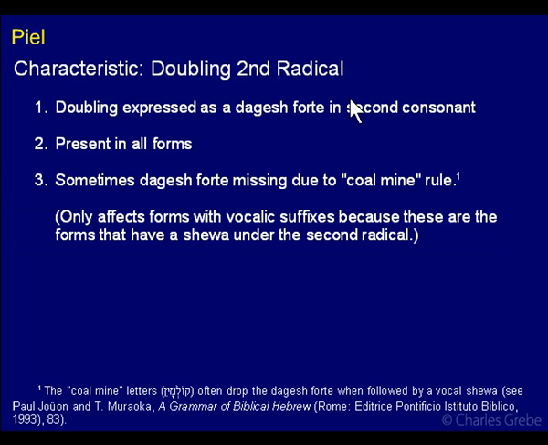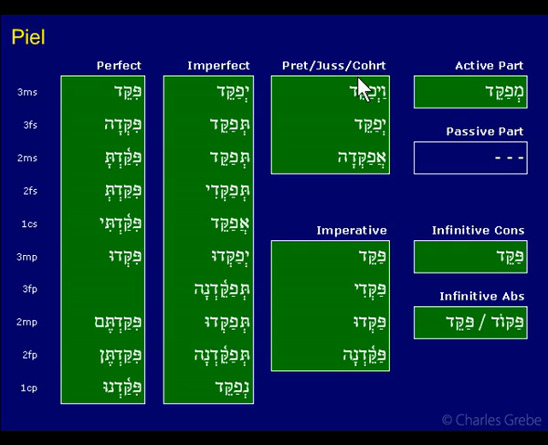Now, what is the Piel? Well, the Piel is marked. The characteristic of the Piel is the doubling of the second radical. Now remember, I said that each binyan, aside from Kal, of course, Kal is the light, base form, has a characteristic consonantal change. And consonant changes are big changes. In the nifal, it's the nun. In the Piel, the pual, and the hitpael, it's the doubling of the second radical, the second root letter.